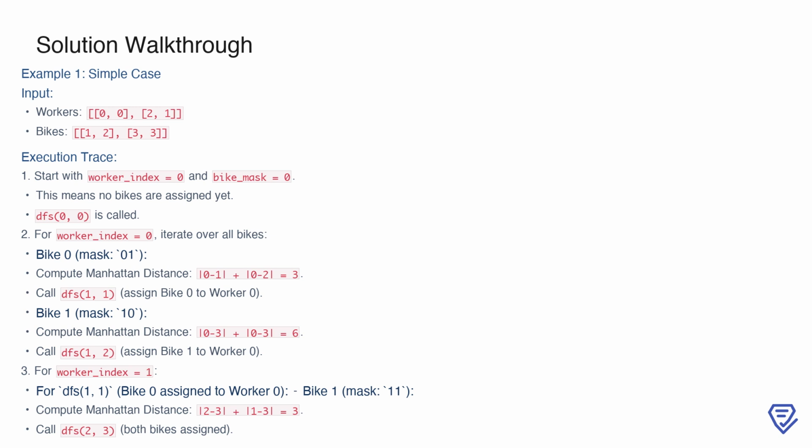Moving on to worker 1, for the case where bike 0 is already assigned, the only remaining option is bike 1, which has a Manhattan distance of 2-3 plus 1-3 equals 3. At this point, both bikes are assigned, reaching the base case, which returns 0. The total distance for this assignment becomes 3 plus 0 equals 3 for worker 1.